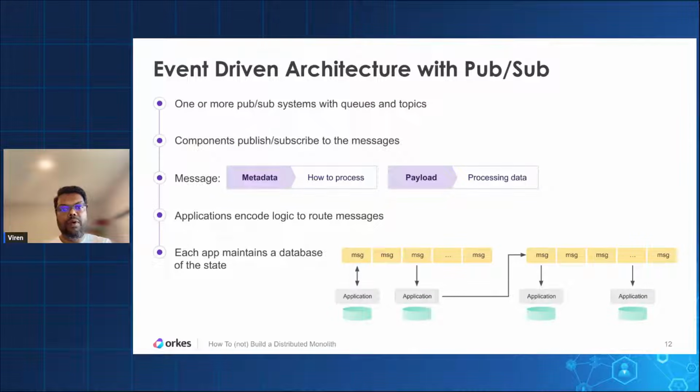And how does that work? If we dive deeper into the architecture of an event-driven system that leverages PubSub for point-to-point communication, you end up with typically one or more PubSub systems, right? Maybe one type of system, but multiple instances of it with queues and topics, which are responsible for managing certain parts of the system domain.